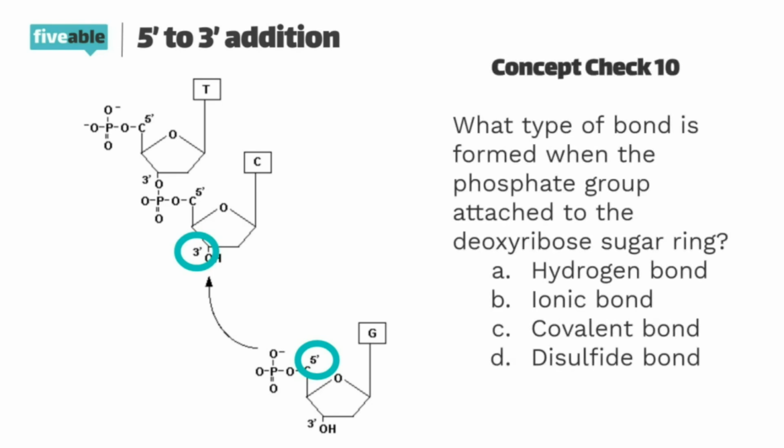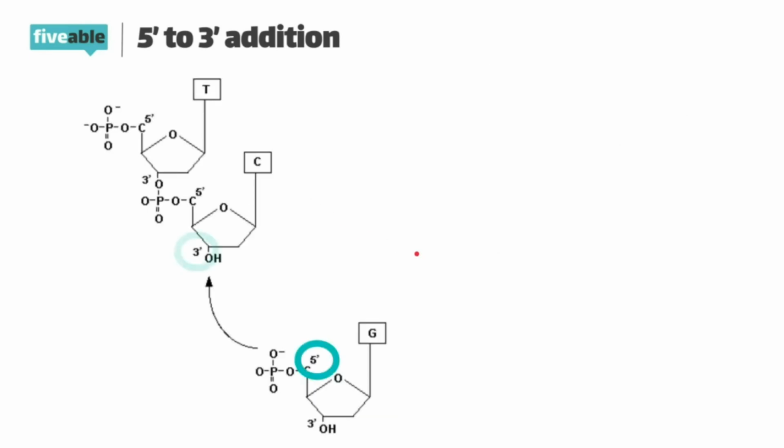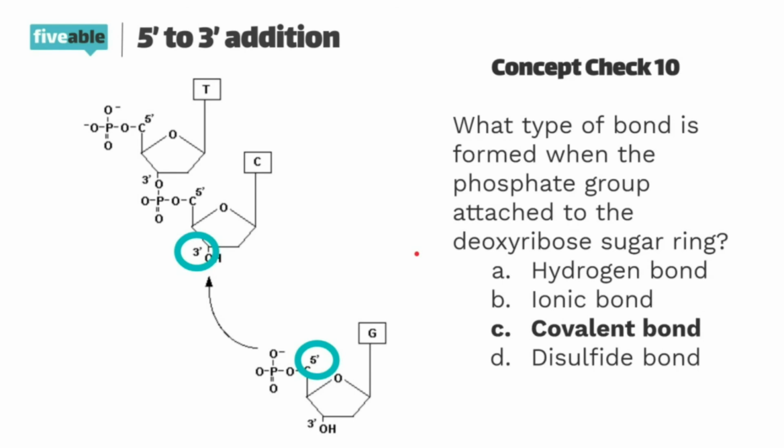Last concept question of tonight, what type of bond is formed when the phosphate group attaches to the deoxyribose sugar ring? Oops, sorry. It is a covalent bond. Yay!